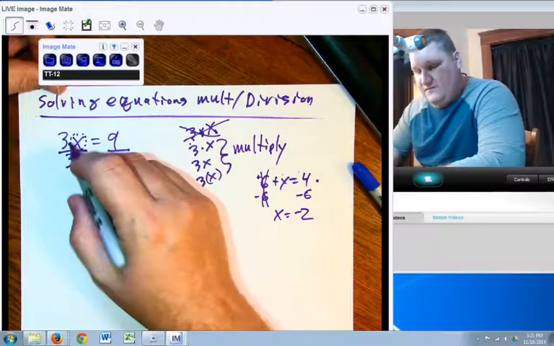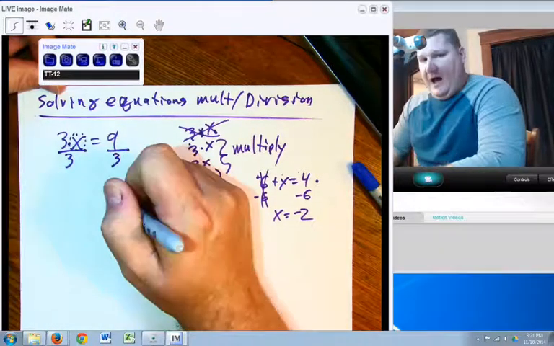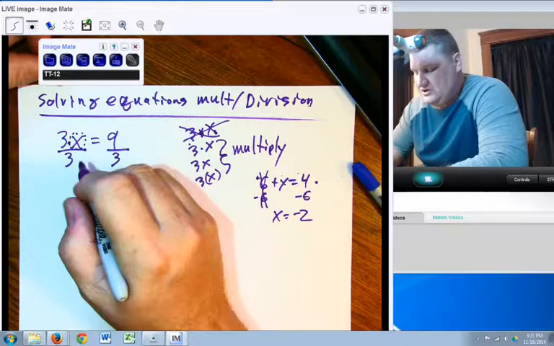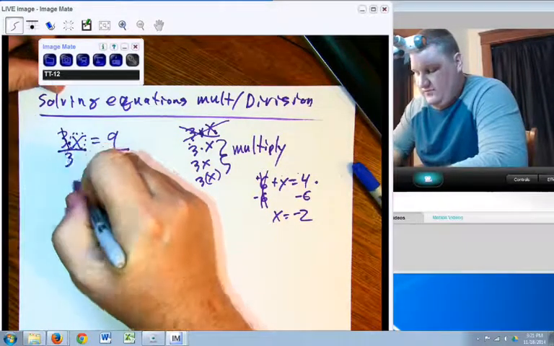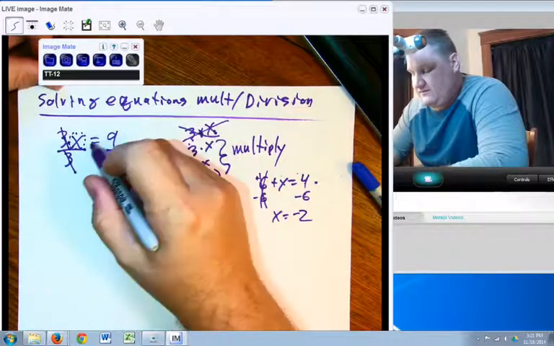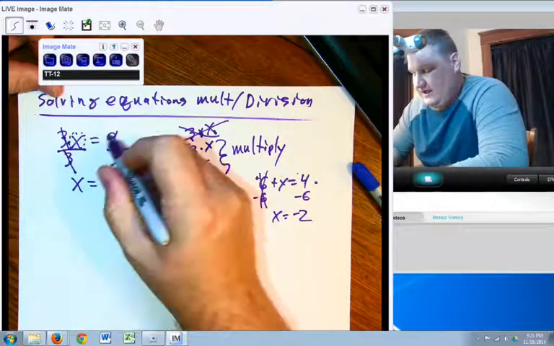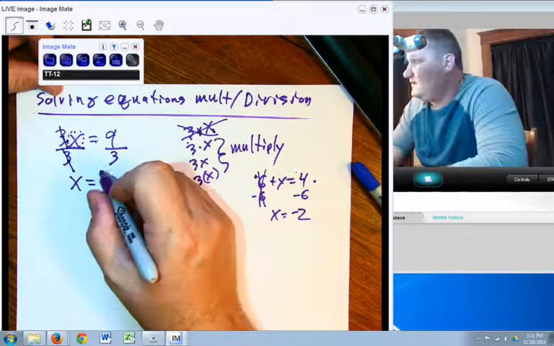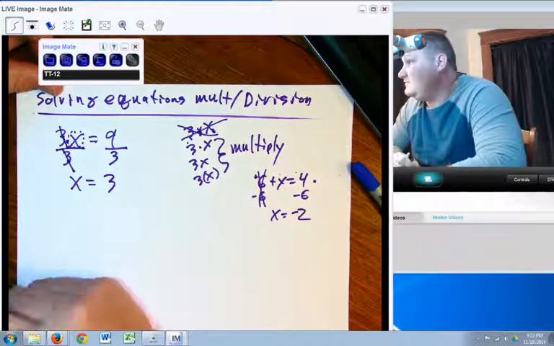Now, if I divide one side by 3, I need to make sure I divide the other side by 3 as well. So, I have now this 3 and this 3. So, times 3 and divide by 3 are going to cross out, leaving x. And in this case, you get equals 9 divided by 3. Well, 9 divided by 3 is 3. So it works out pretty nicely.